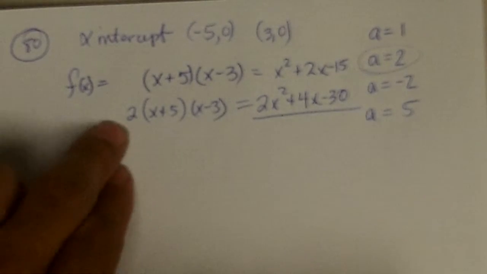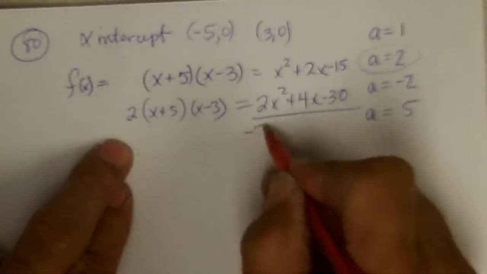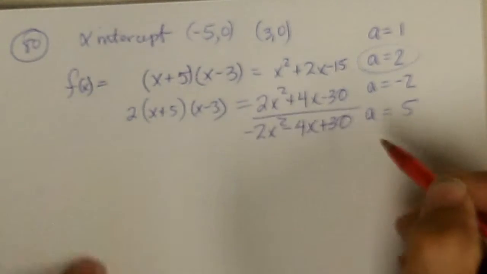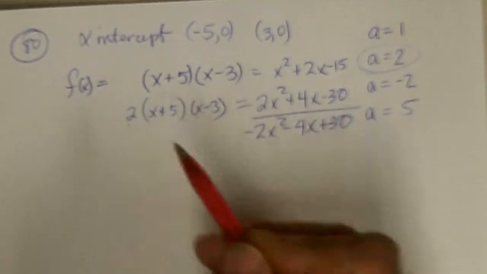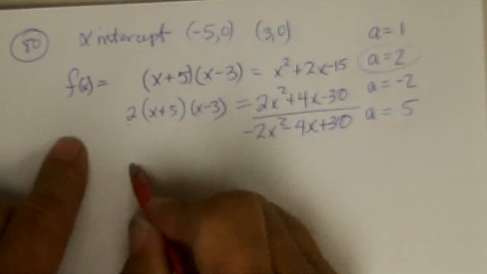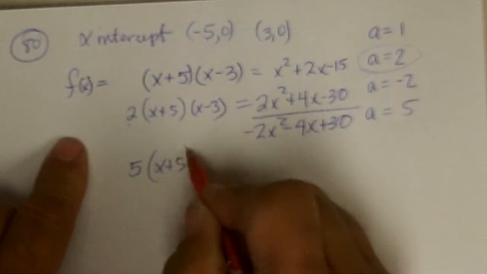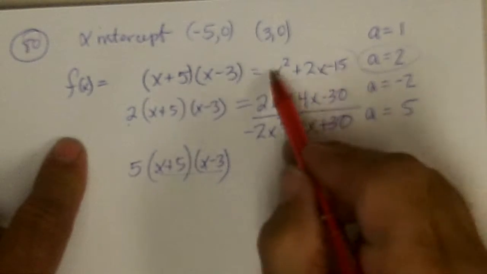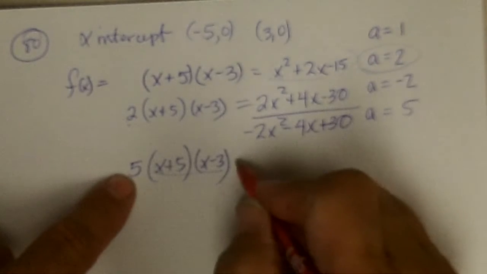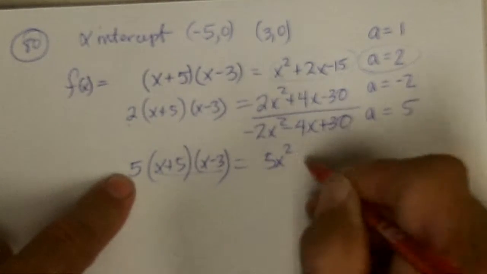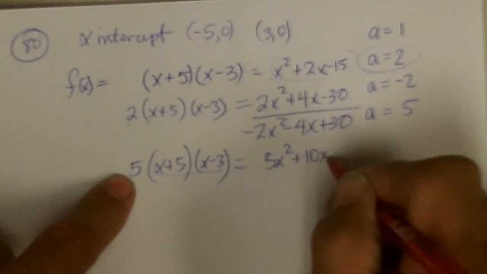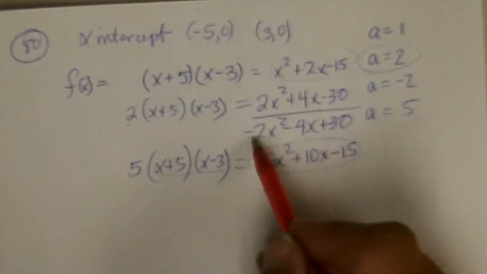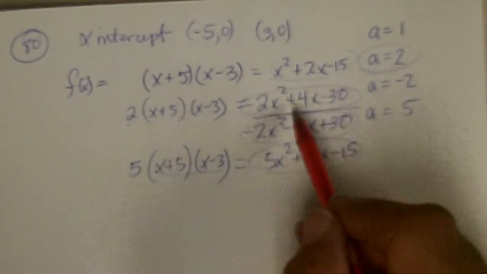And if I wanted minus 2, I'd put a minus 2 in there, and I'd get minus 2x squared minus 4x plus 30. And if I wanted it with a 5, I'd put a 5 there. So I'd do 5 times x plus 5 times x minus 3. This multiplies out to be this, and I'd take that times 5, and I would get 5x squared plus 10x minus 15.